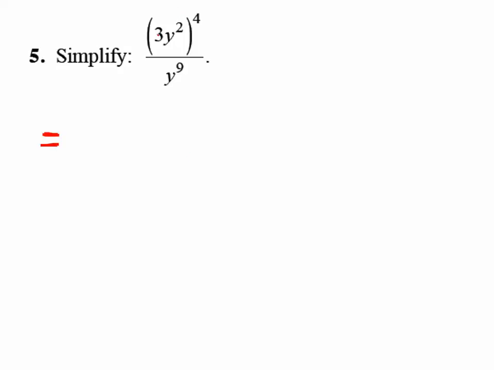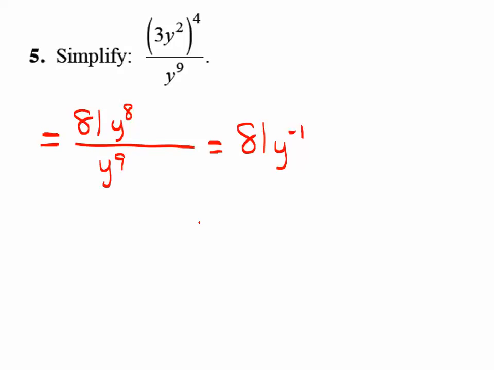So at this point, got the little 3 here. What's 3 to the 4th power going to be? 81 is good. Yep, 81. And then y to the 2nd to the 4th? Y to the 8th. Notice on the denominator, nothing to be simplified at all whatsoever there. So just keep it exactly the same. And then I got a y in the numerator and a y in the denominator, so let's subtract them. So how about 8 minus 9 would give you a negative 1.